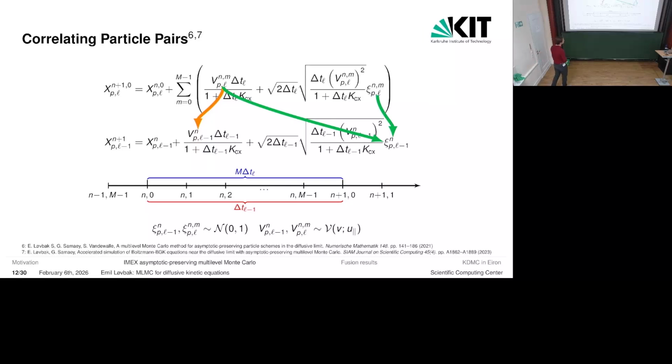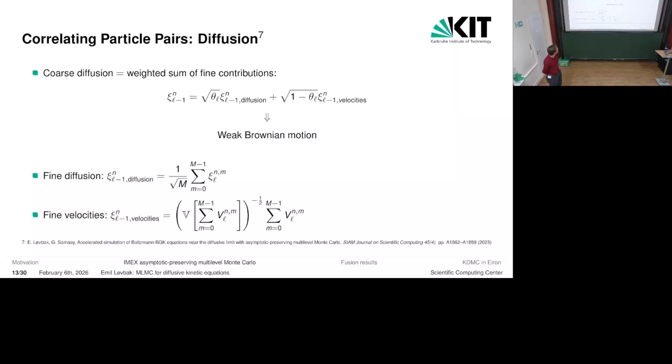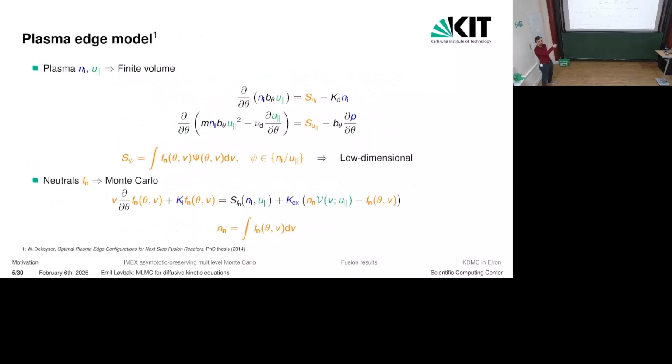And in the next couple of slides, I'm just going to work out first the green arrows and then the orange arrow in a little bit more detail. So the green arrows, the idea is the following. We have a bunch of fine diffusive steps.